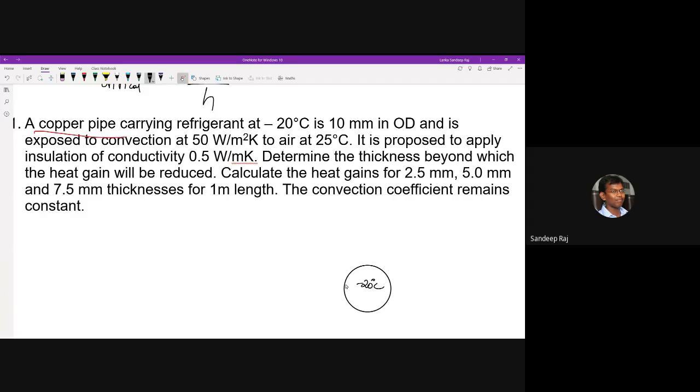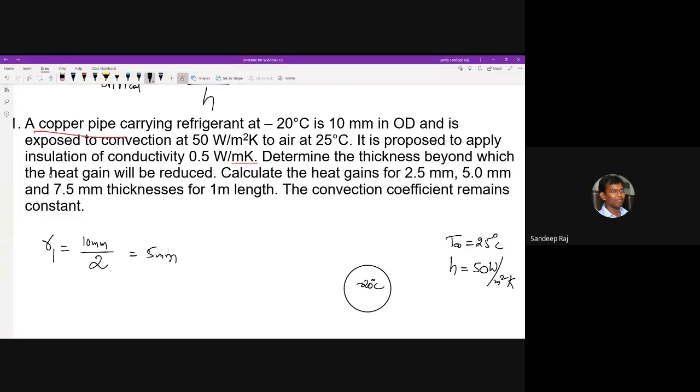And the OD is given as 10 mm. Let me write that R1 is equal to 10 mm by 2, which should be giving you 5 mm, and then it is exposed to a convection. So there is a convection environment around, and that environment is H is equal to 50 watt per meter square Kelvin. And the air here at the outside is 25 degrees centigrade.